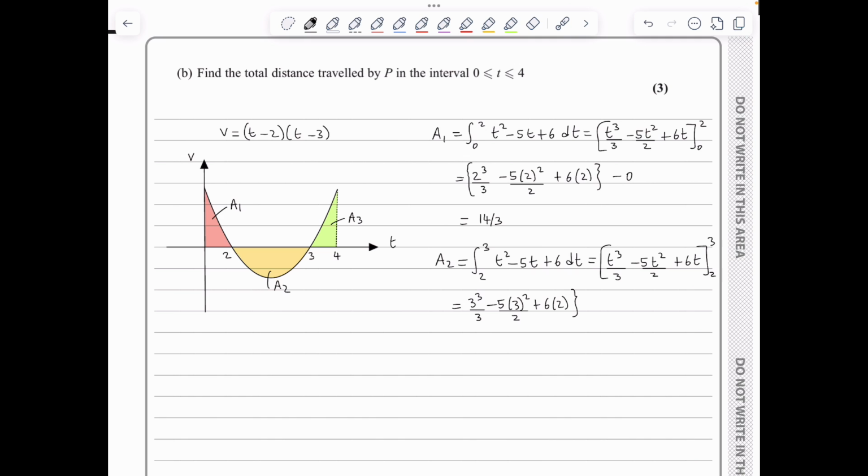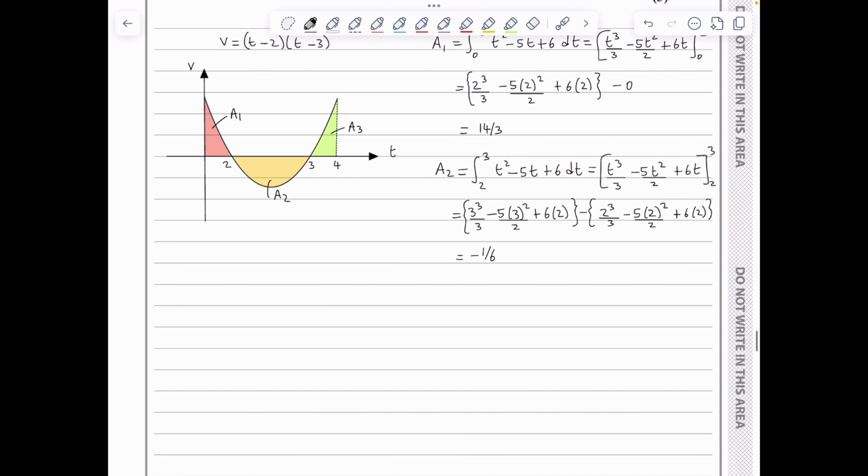And now it's the time to plug in the lower limit of 2. So we're looking at 2 to the power of 3 over 3 minus 5 times 2 squared over 2 plus 6 times 2. If we evaluate this, we get an answer of negative 1 over 6, and we are not surprised that we get the negative answer because this area lies below the horizontal axis. I will then proceed with A3.